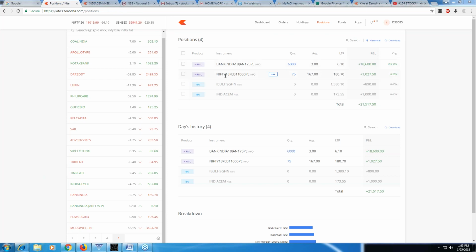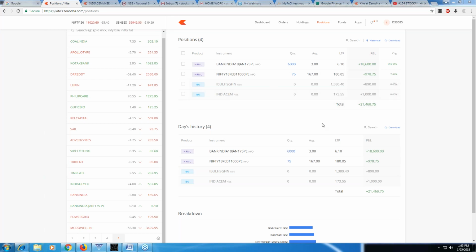Then I have Nifty PE, which is also giving good profit. Then I bought India Bulls Housing Finance in the morning, which gave me good profit. Then I sold India Cement. That also gave me good profit, right? All my trades positive today, good bang on trades.